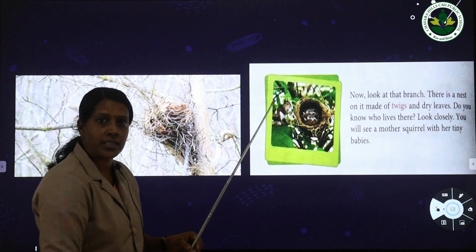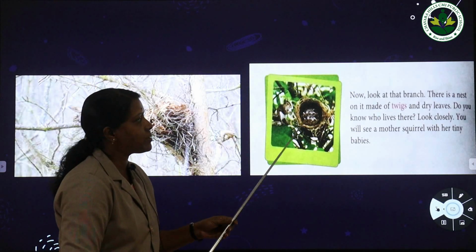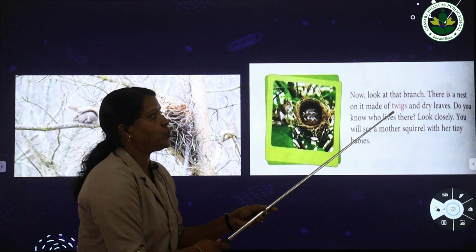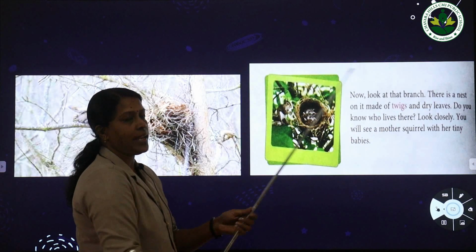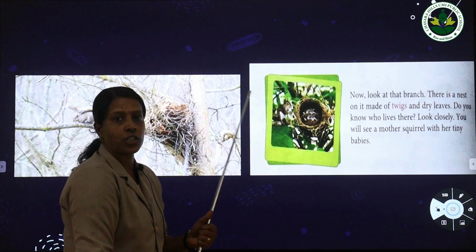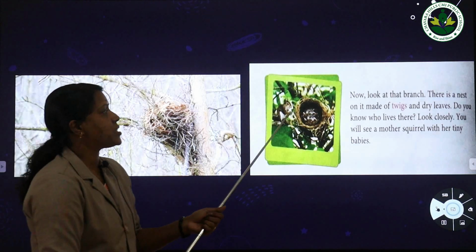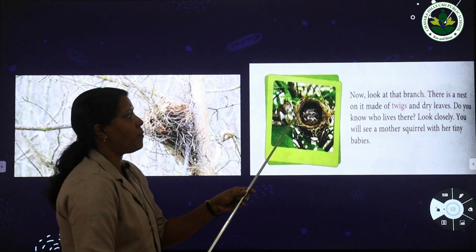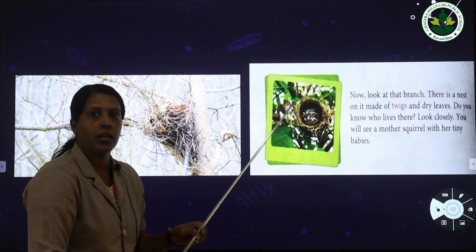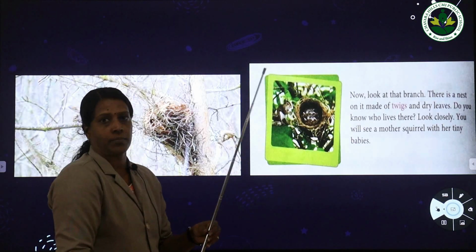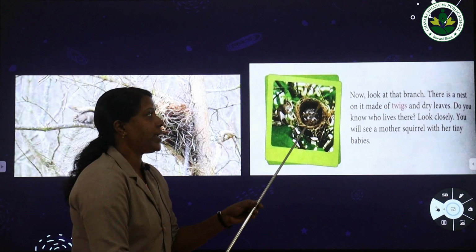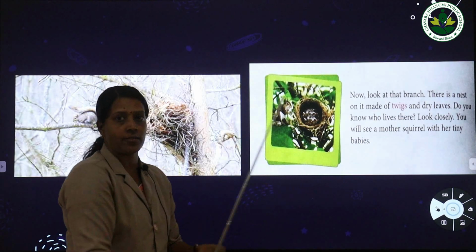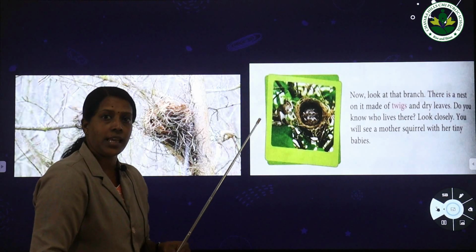How does it make its nest? Look, this is the small nest of a squirrel. It is made up of twigs and dry leaves. What do you mean by twigs? Twigs means small branches of the tree without leaves. So, a squirrel made its nest with twigs and dry leaves. Dry leaves means onangiya elegalu.